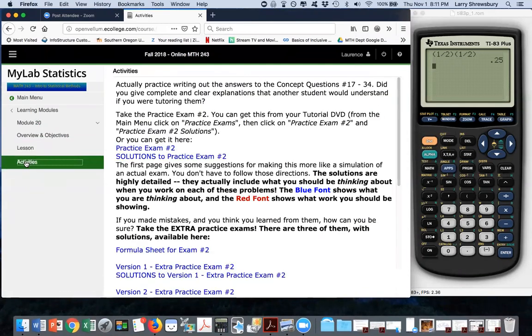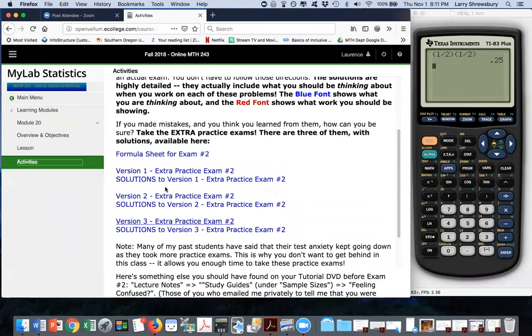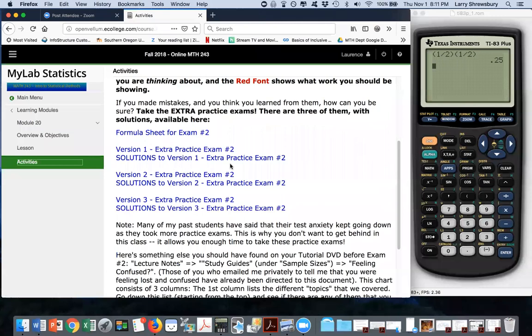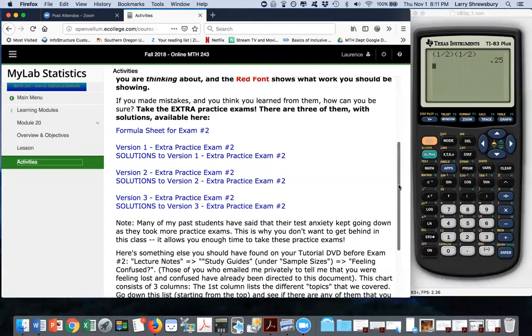So if I get over to activities, now what I recommend you, these are some extra ones, but be sure and do this one first, because this one has highly detailed solutions. It really goes over the thought processes you should be thinking about. So it might be good practice to maybe do this one first before possibly doing the ones that I'm going to be going over shortly. But then after you've learned from all your mistakes, then you've got 3 other versions if you want them, if you really want to get lots of practice. But you'll always find these in the learning module before an exam.